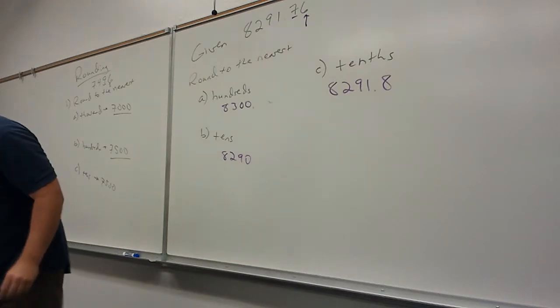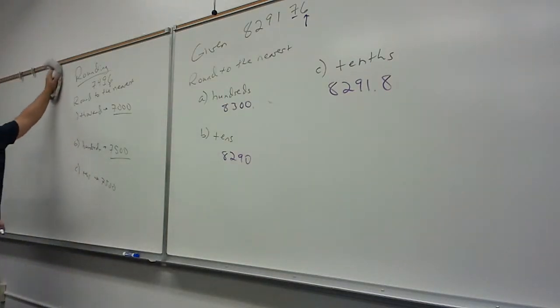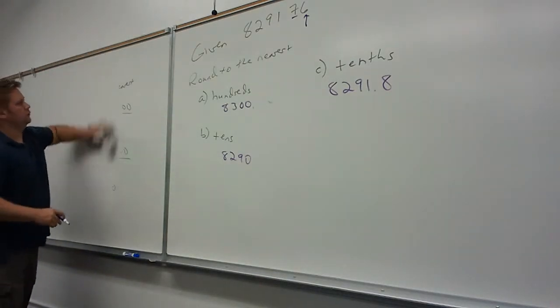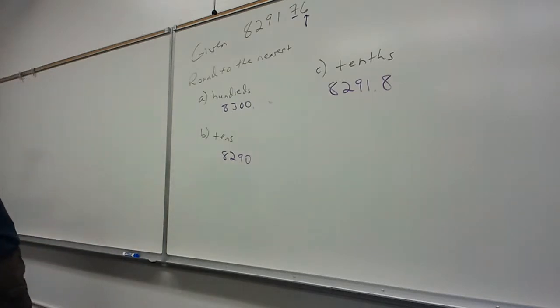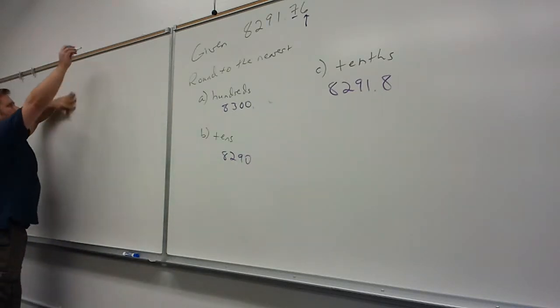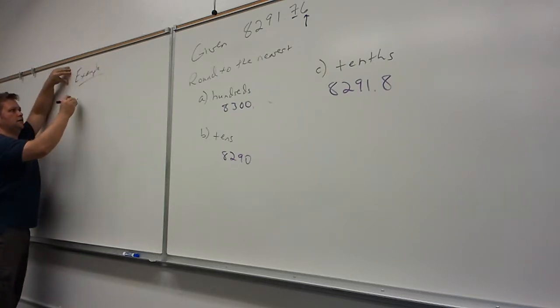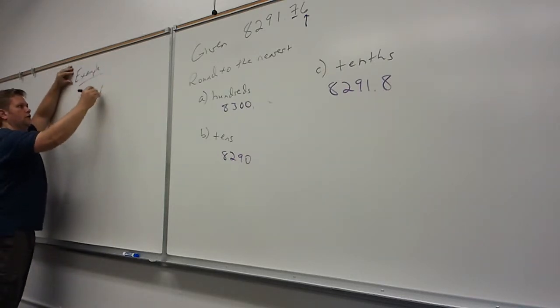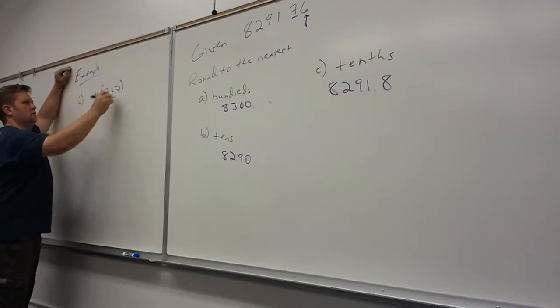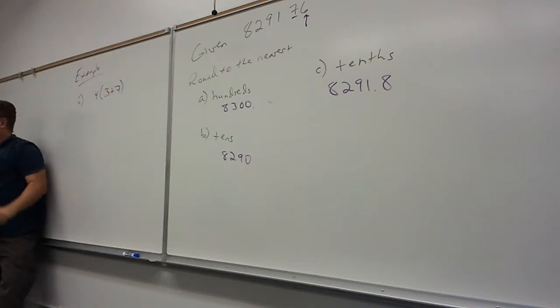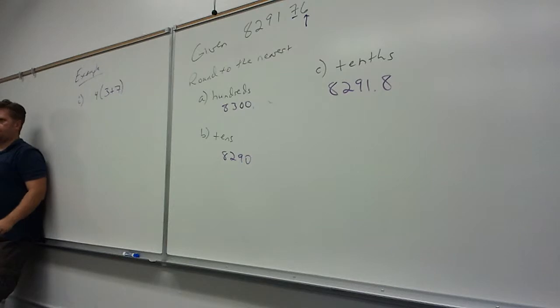What about something like this? We're not quite there yet, but we're getting close to order of operations. What about something like this here? If I had 4 times 3 plus 7, like that. Yeah, so this is kind of like a little baby step towards order of operations.